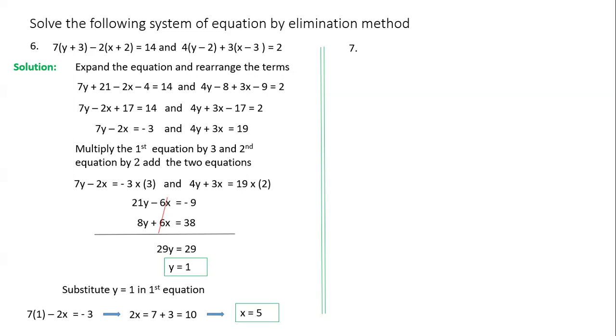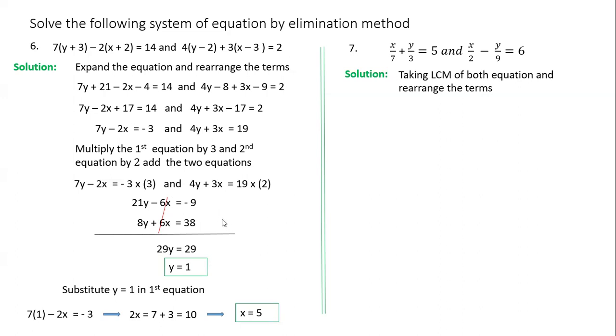Seventh question. Now, the question is in this one. x upon 7 plus y upon 3 is equal to 5, and x upon 2 minus y upon 9 is equal to 6. So here you need to take LCM. Taking LCM of both equations and rearrange the terms. When you have a number in the denominator, you need to take LCM.